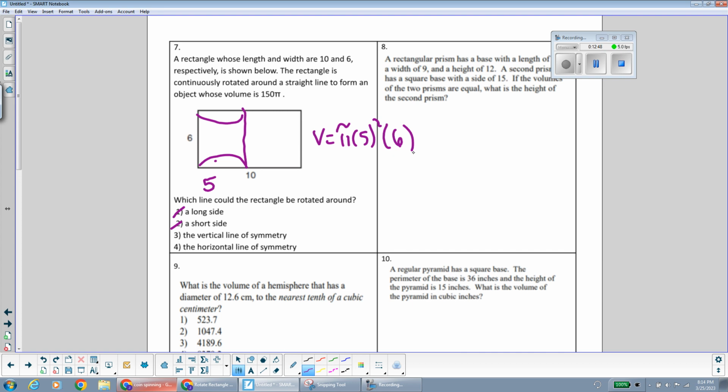Let me type in 5 squared times 6, and that is 150 pi. So that is the one that we're looking for.